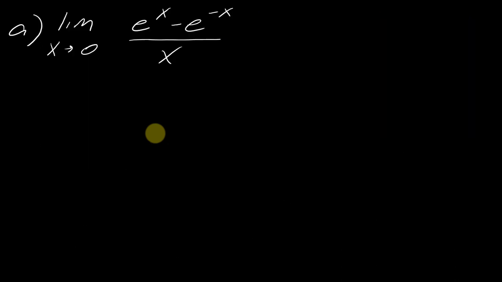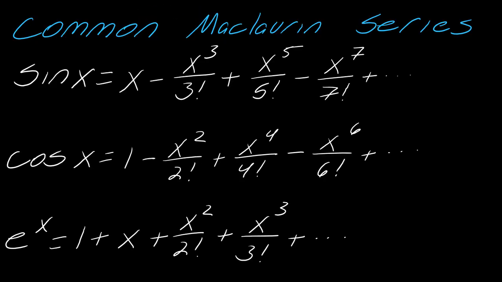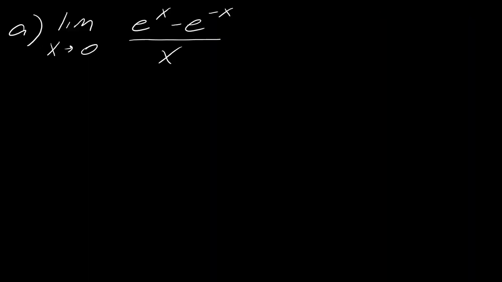So for this example, I'm going to write out two series, e to the x and e to the negative x. And so when I get to e to the negative x, I replace all these x's with a negative x. That's basically it. So let's take a look at what that's going to look like.